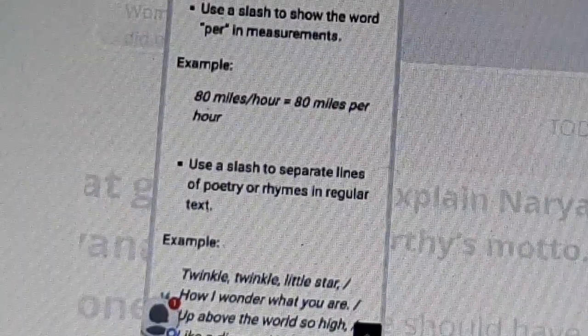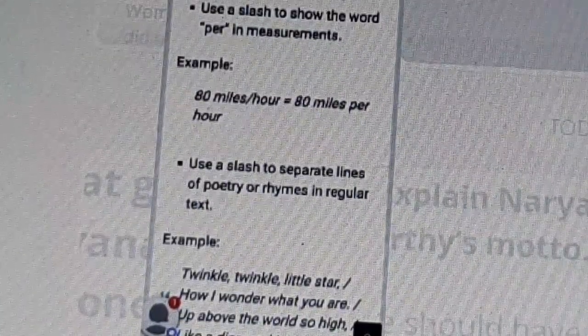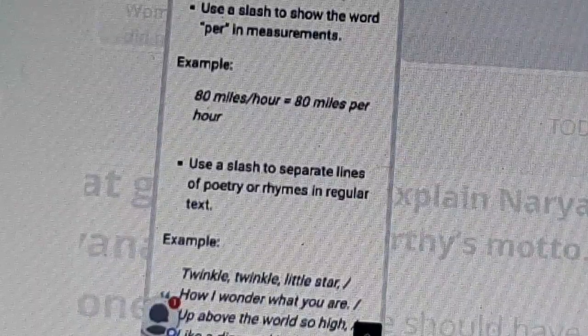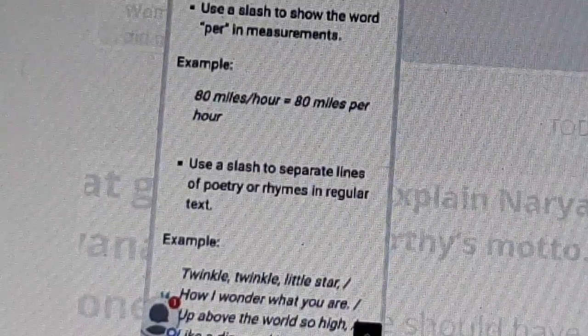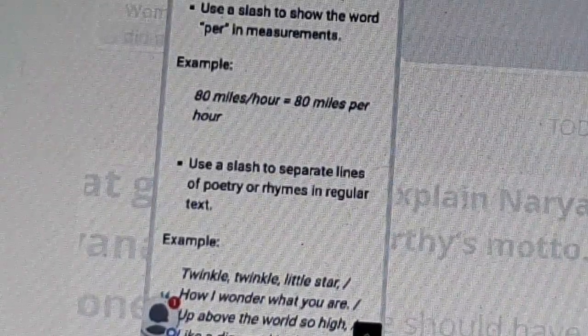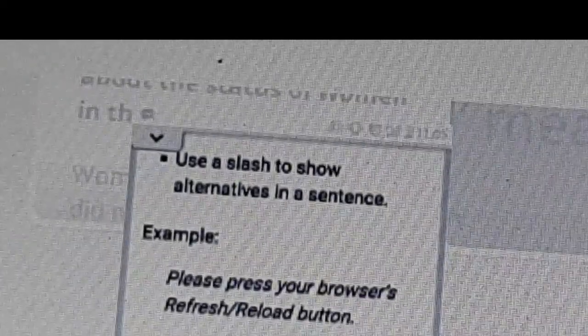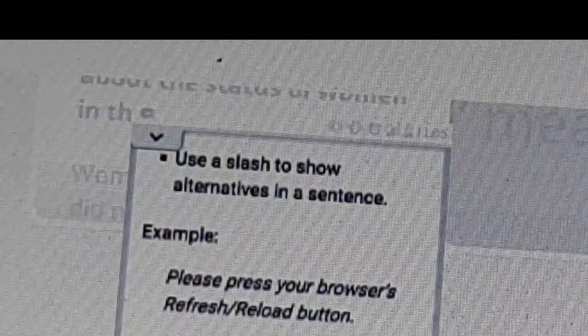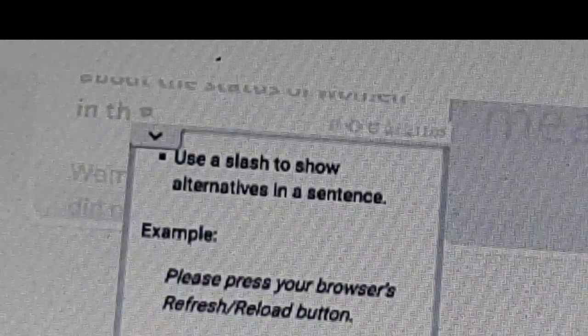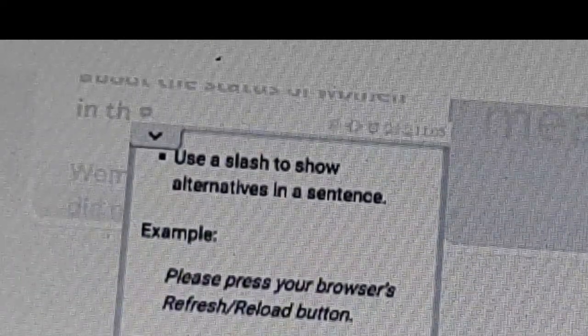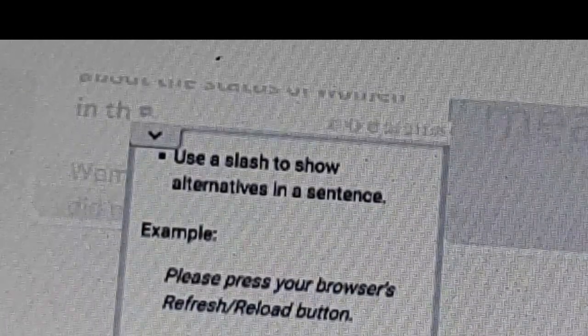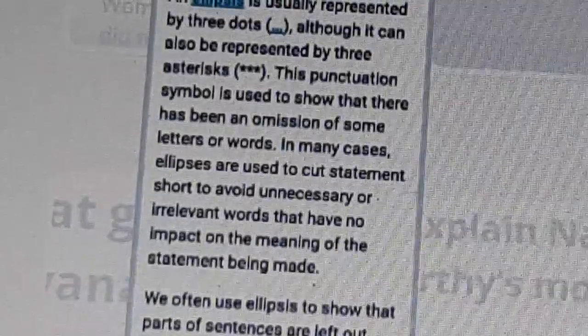Use a slash to separate lines of poetry or rhymes in regular text. Twinkle twinkle little star / how I wonder what you are. Between these lines also we put a slash. Use a slash to show alternation in a sentence. Please press your browser's refresh / reload button.